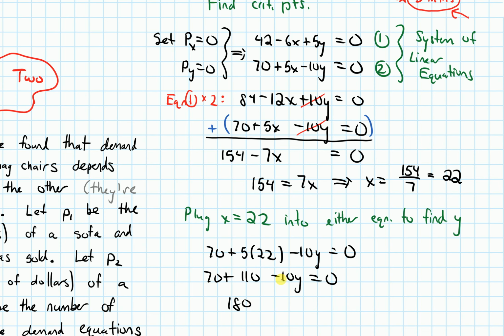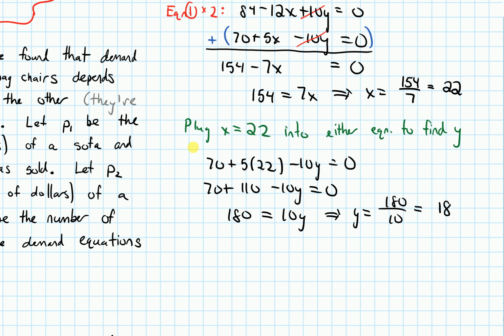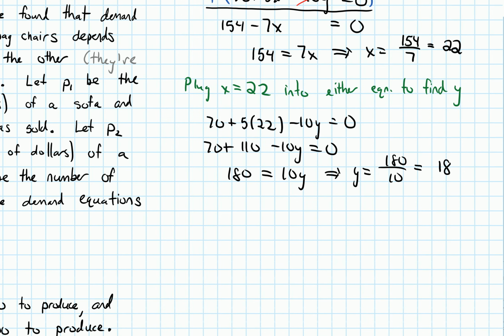Let's move negative 10y to the right, so this will equal positive 10y. And now I can divide both sides by 10. That gives me y equals 180 over 10, and dividing, I get 18. So nice, we have our value of x and our value of y, so we can write down our critical points. We just have one critical point: x is 22, y is 18.